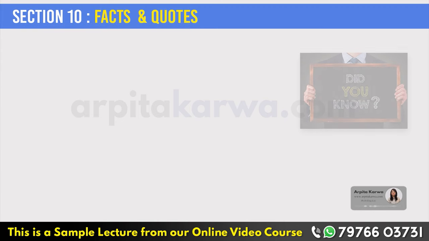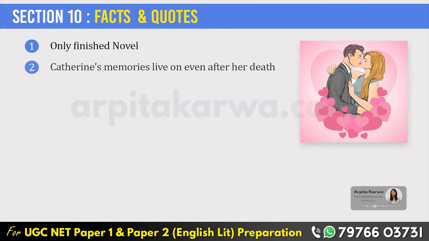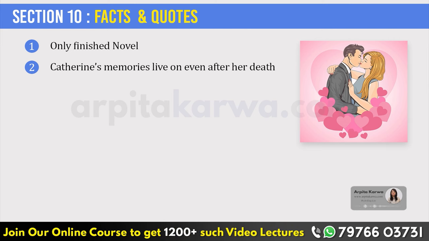Now I'll tell you some facts and quotes regarding this work. This is the only finished novel of Emily Bronte, and it's a romance between crude and ferocious Heathcliff and passionate Catherine, whose bond continues despite Catherine's passing away, and the memories continue until the death of Heathcliff.